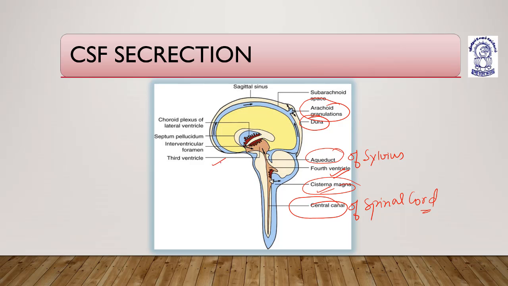This is third ventricle, interventricular foramen, septum pellucidum, and choroid plexus of lateral ventricles. So choroid plexus of lateral ventricles, these are, you can see the ciliated cells having these projections.